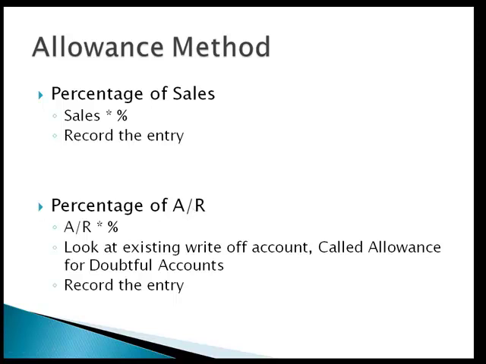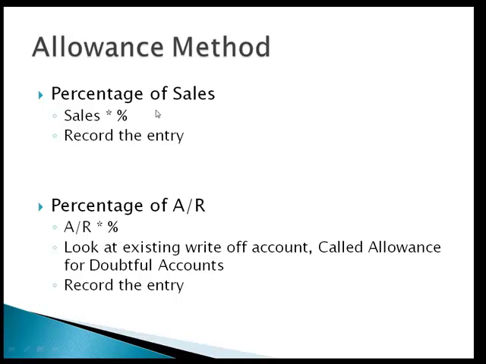Okay, so we just look at history, and companies get pretty good at doing this, and we determine how much is going to be written off. Why do we do this? To account for the matching principle. We want to match our sales, our revenues, with the expenses. So we're basically taking the expense in the same period of the sale. That's the idea behind this allowance method.